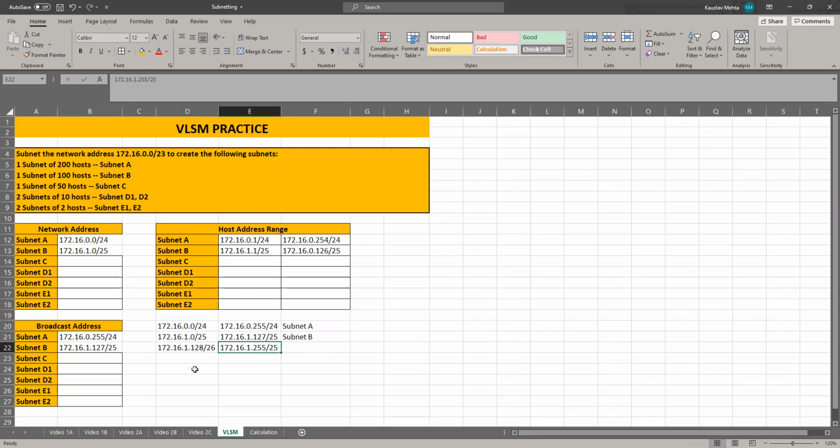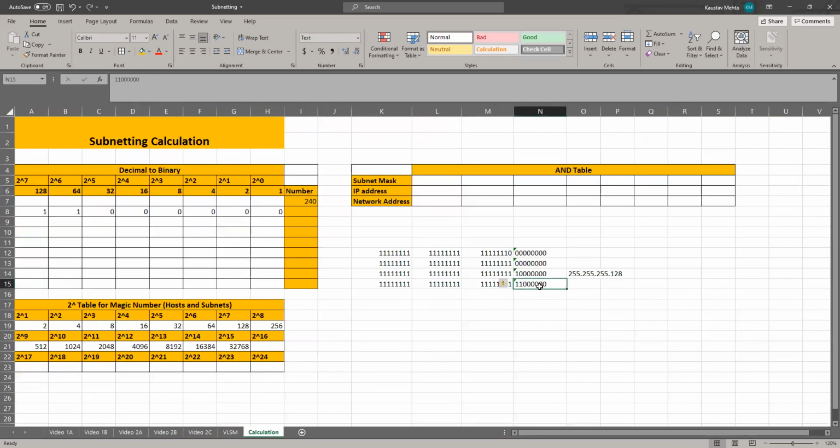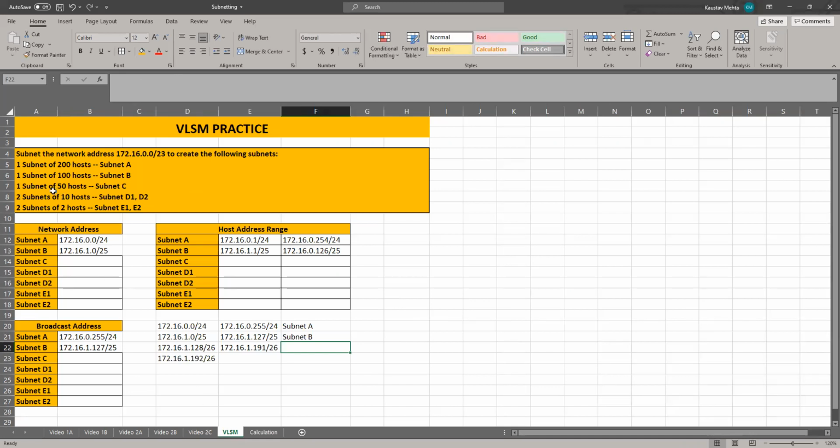So 128 plus 64 will be the next address, which means that 192.16.1.128 plus 64 would be 192.16.1.192. And this will be a /26 again, because we're borrowing one bit, creating two different subnets. And the range here would become 191, and a /26, not /25. Okay. And we're now left with this one. We have six host bits here, six zeros. So 2 to the power of 6, which is 64, minus 2, 62, which satisfies our requirement for 50 hosts. That means we can go ahead and label this as subnet C.